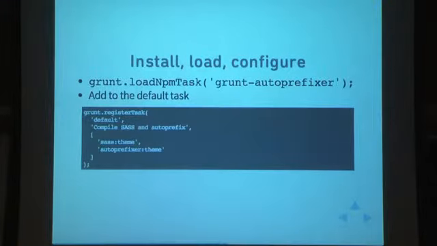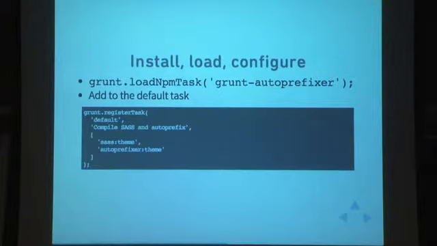And again, you want to load the task. And now you just want to add it. So this grunt register tasks, the first parameter in there is just the task name. The second one can be a description. So I changed the description to compile Sass and auto prefix. And the third are tasks to run prior to it. And then the fourth is optional. You can also pass in a function to do that.